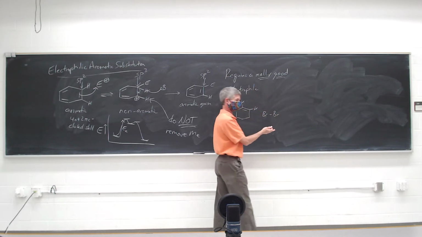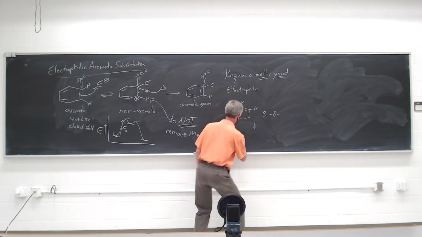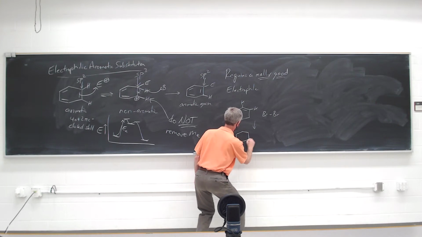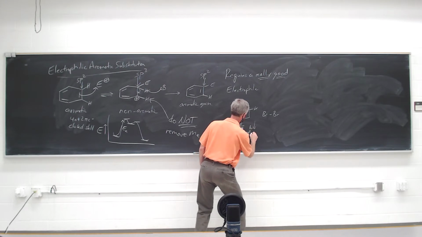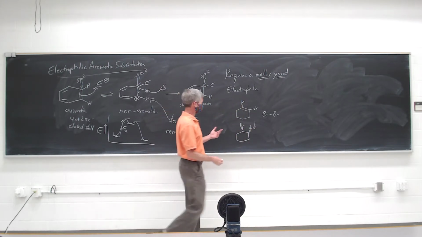So normally bromine, right, bromine would react, and you'd expect to generate a dibromide. It would go through the bromonium ion as an intermediate.